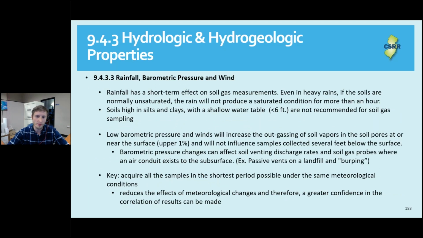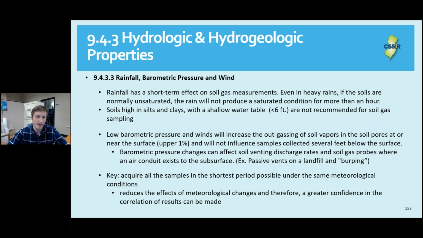We also have rainfall, barometric pressure, and wind. Rainfall usually has a short-term effect on soil gas measurements. Even in heavy rains, if the soils are normally unsaturated, the rain shouldn't produce a saturated condition for more than an hour. The caveat to this is soils that are high in fine silts and clays with a shallow water table of under 6 feet; it's not recommended to do a soil gas survey at that site. Low barometric pressure and winds can increase the outgassing of soil vapors in the soil pores at the very surface of the soil, but that usually does not influence the samples collected several feet below the surface.